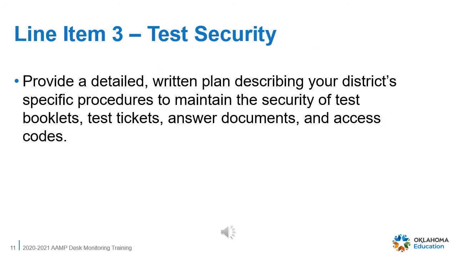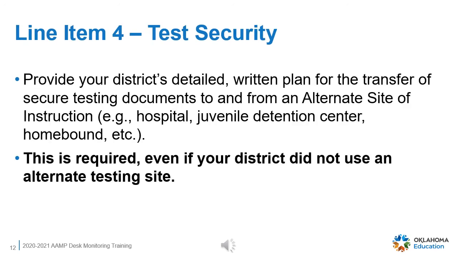Line item 3, test security. Each site will provide a written plan describing specific procedures to maintain the security of test booklets, test tickets, answer documents, and access codes. The second thing each site's test security plan must address is transferring secure testing materials to an alternate site of instruction. This is a component that is required in each site's plan, even if the site does not have an alternate site of instruction or, say, a situation where testing will occur at an alternate site. And again, if you are looking for some additional guidance, we recommend that you go to the AAMP Handbook for that.